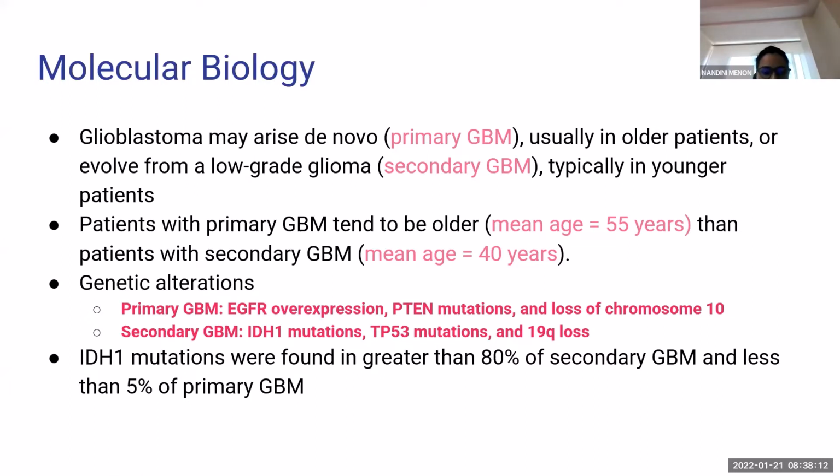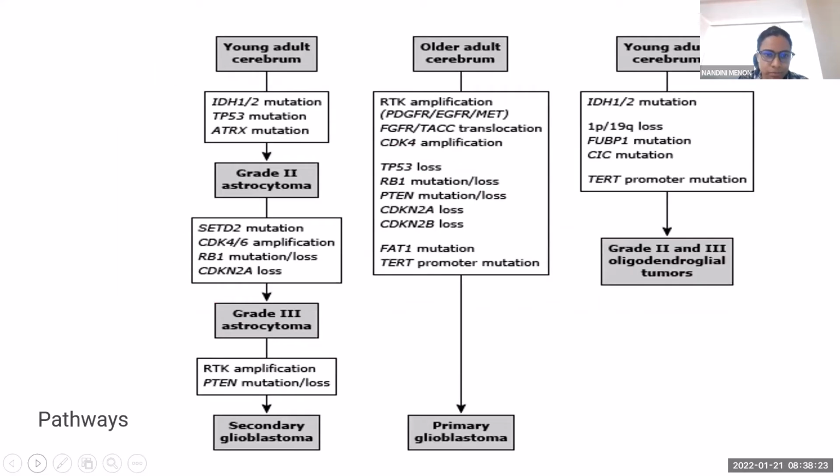In terms of prognosis, the secondary glioblastomas usually do better. They have more molecular markers with good prognosis, like IDH mutations, and they respond better to therapy. So this is just a diagrammatic representation of the pathways of how tumors originate, and this is a summary of the molecular biology. So like I said, low grade tumors, they have IDH mutations, most commonly ATRX if they are astrocytomas, and eventually they can evolve into secondary glioblastomas.